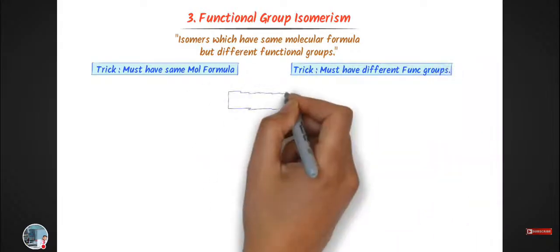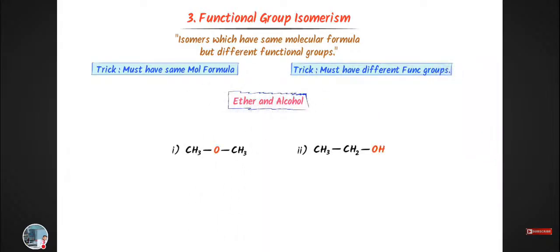Now consider ether functional group and alcohol functional group. As usual, I find the molecular formula of compounds. In this ether compound, there are 2 carbon atoms, 6 hydrogen atoms, and 1 oxygen atom. While in this alcohol compound, there are also 2 carbon atoms, 6 hydrogen atoms, and 1 oxygen atom.